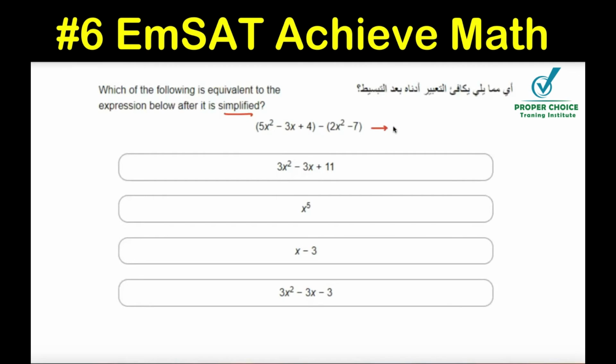Let me rewrite it: 5x square minus 3x plus 4. I am avoiding the bracket. But in the second term, this negative sign is common to each and every term. Negative multiplied by 2x square is negative 2x square. Negative times negative 7 is positive 7. Now let's combine like terms. 5x square minus 2x square is 3x square, plus 5 minus 2 gives us 3. And there is only one x term, which is negative 3x, plus 4 plus 7, which is plus 11. This matches the first answer choice.